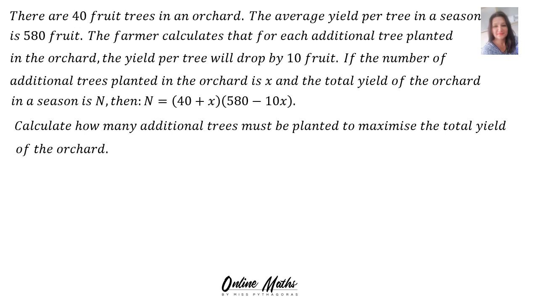in a season is N, then N equals (40 plus X) times (580 minus 10X). Calculate how many additional trees must be planted to maximize the total yield of the orchard.